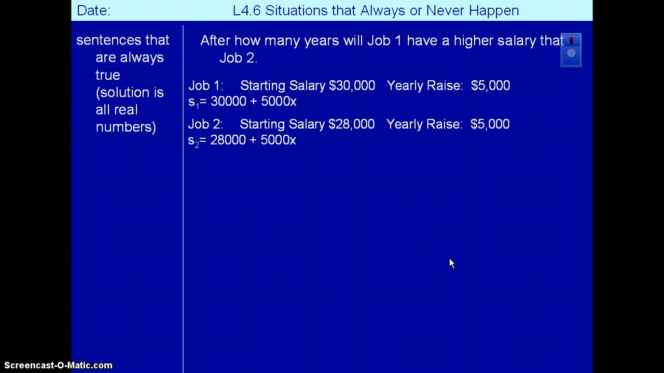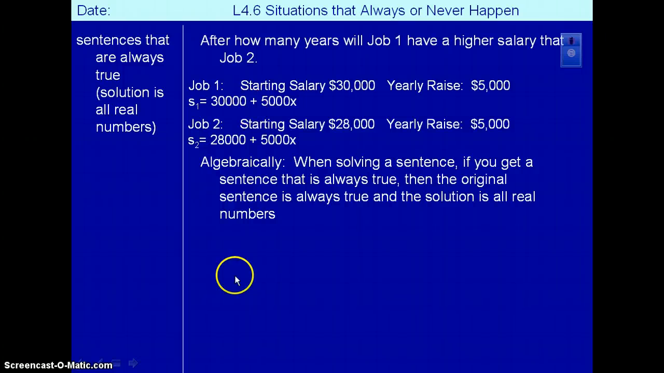Let's take a look at what happens when there's a sentence that is always true. So again, going back to our job 1 and job 2, starting salaries 30,000 and 28,000, and a yearly raise, both of $5,000. What about after how many years will job 1 have a higher salary than job 2? So algebraically, when solving a sentence, if you get a sentence that is always true, then the original sentence is always true and the solution is all real numbers. So algebraically, let's write this in words. We want salary 1 to be greater than salary 2. So job 1 has a higher salary than job 2.